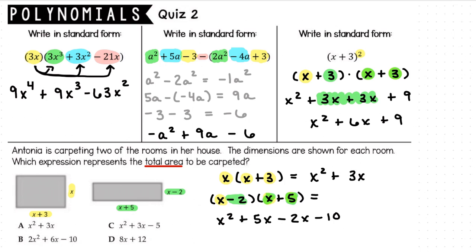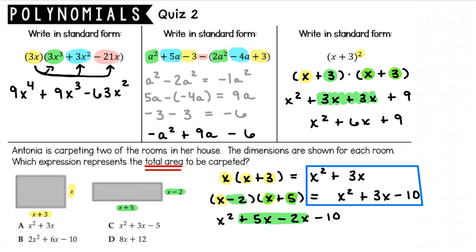Again, we do have some like terms here that can be combined. We have positive 5x and negative 2x. Combined, we should have a simplified expression of x squared plus 3x minus 10. Don't forget to take a second look. The question is asking for the total area, so we'll need to combine the area for the first and second room.